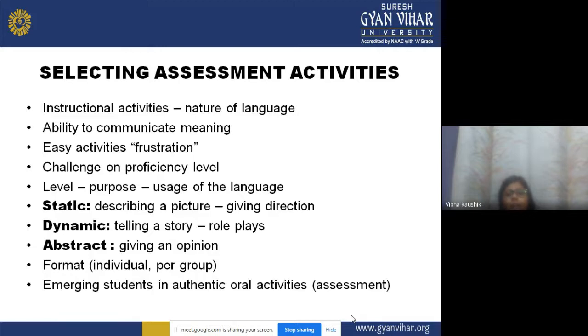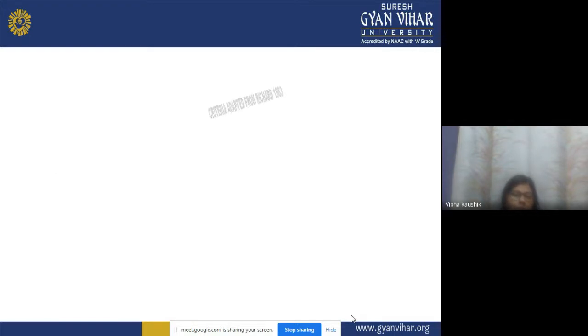Now, selecting assessment activities. Instructional activities: nature of language, ability to communicate meaning, easy activities, frustration, challenge on proficiency level, purpose, uses of the language. Static: describe a picture, giving directions. Dynamic: telling a story, role plays. Abstract: giving an opinion. Format: individual, peer group, immersing students in authentic oral activities assessment.